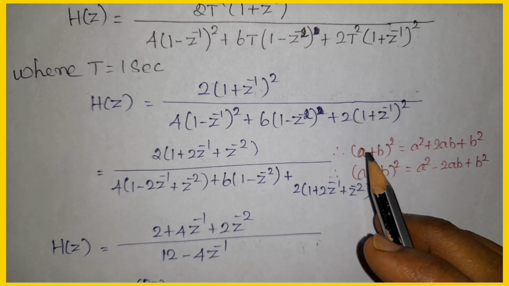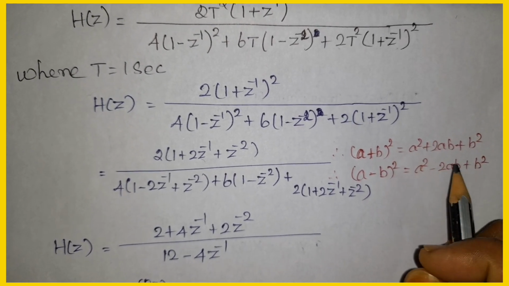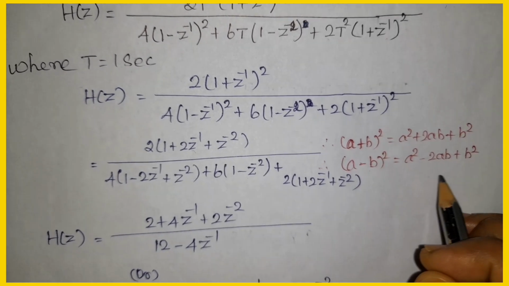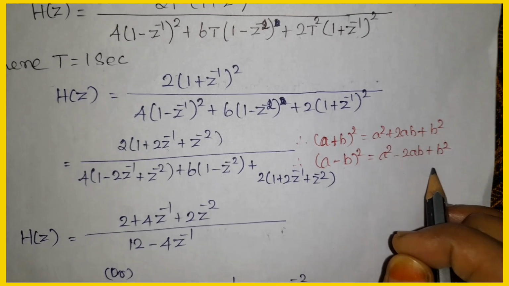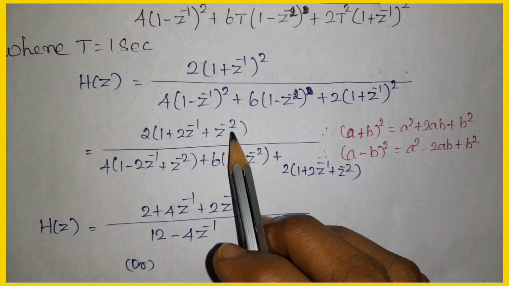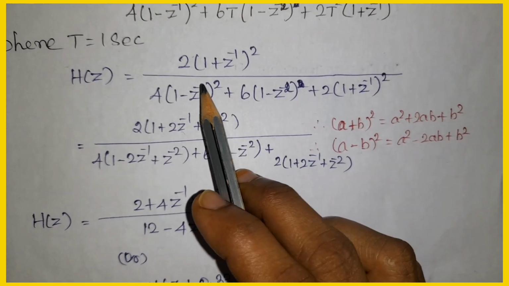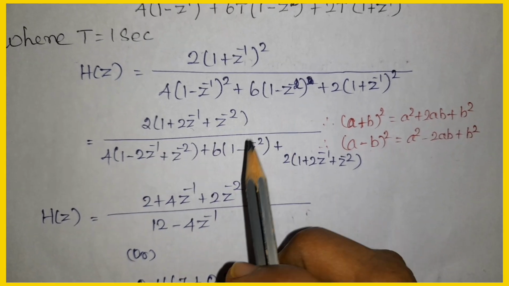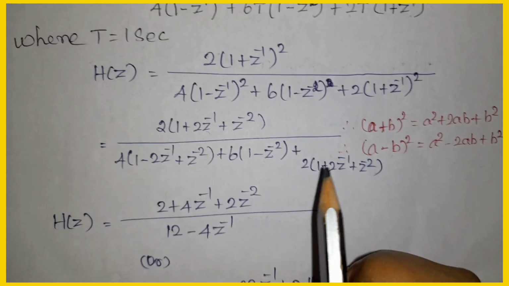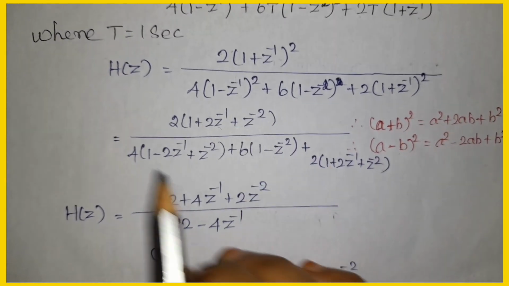So we know the formula: a plus b whole square is equal to a square plus 2ab plus b square. Like this, a minus b whole square equals a square minus 2ab plus b square. So we converted that. Like this, this equation will be converted, and then this equation will be converted. This is the same equation, and then this equation will be converted. So after that, now what have we done: we applied the formulas and elaborated everything.